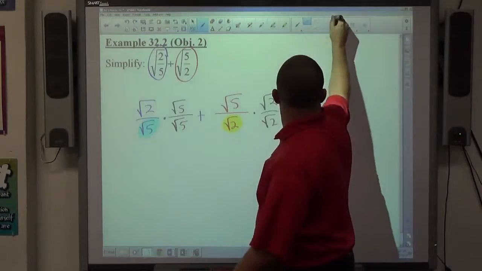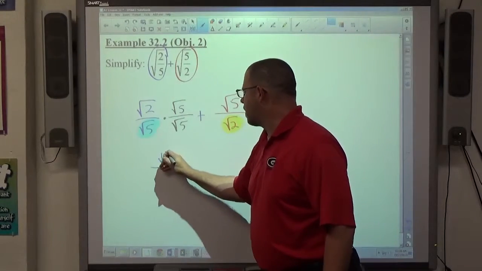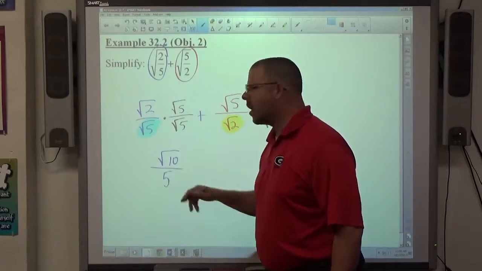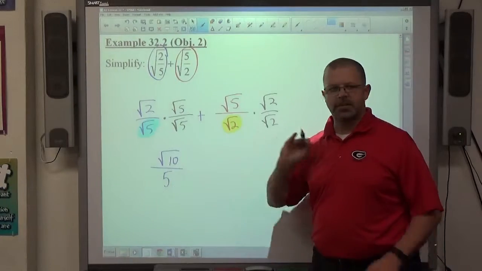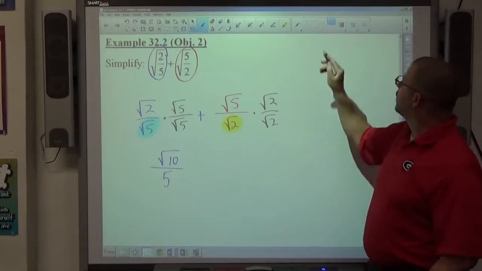So when I do the blue term, on top the square root of 2 and the square root of 5 makes the square root of 10 on top. On the bottom, square root of 5 times itself makes 5 on the bottom. Again, do not be tempted to try and reduce. This is inside, that's outside. We cannot get those numbers interacting with each other.